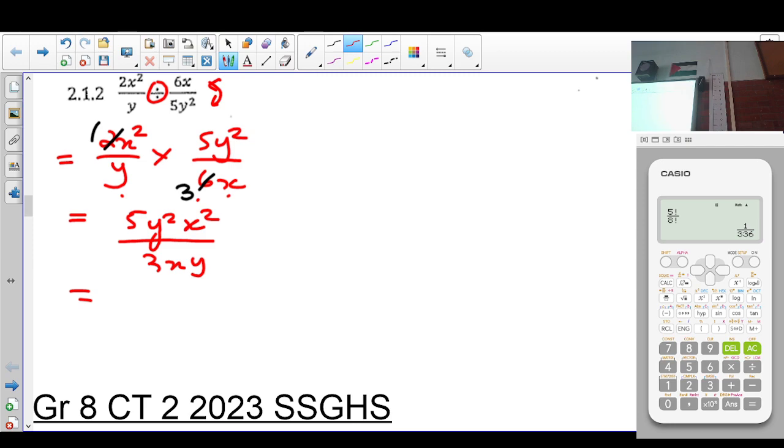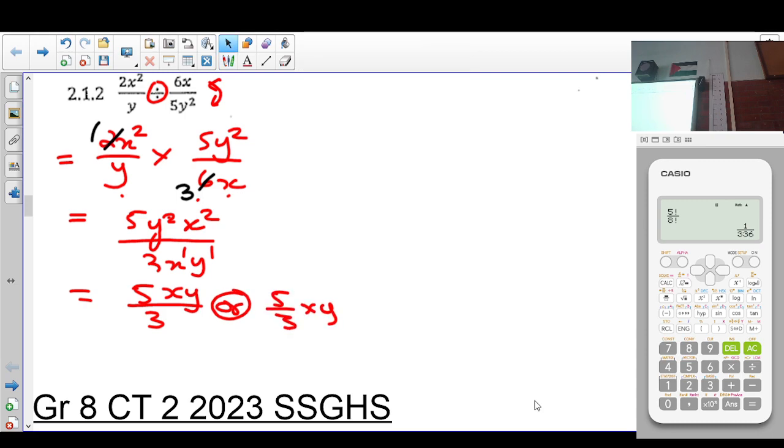For the numbers, it's going to remain 5 over 3. Where's the more x's? Top, in the numerator. So it's going to be 2 minus 1, which is 1. Where's the more y's? Also on top. So 2 minus 1 is 1. So it can be written as 5xy over 3 or 5 over 3xy. Both are acceptable. Okay?